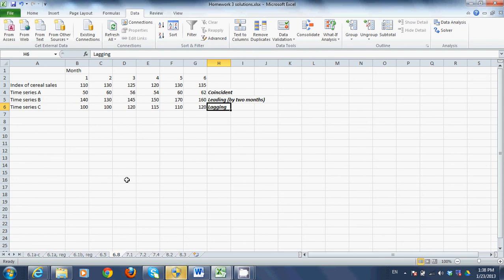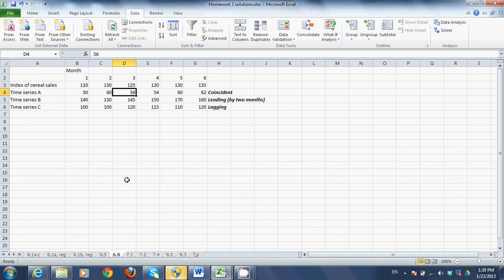Okay, so 8. Serial sales. And so we have 3 time series in addition to serial sales, and we're interested in whether each time series is coincident, leading or lagging. Now I'm sure there would be complicated scientific ways to do this, but we didn't really go into them even in the textbook, so I won't bother with those. This is basically just eyeballing it.